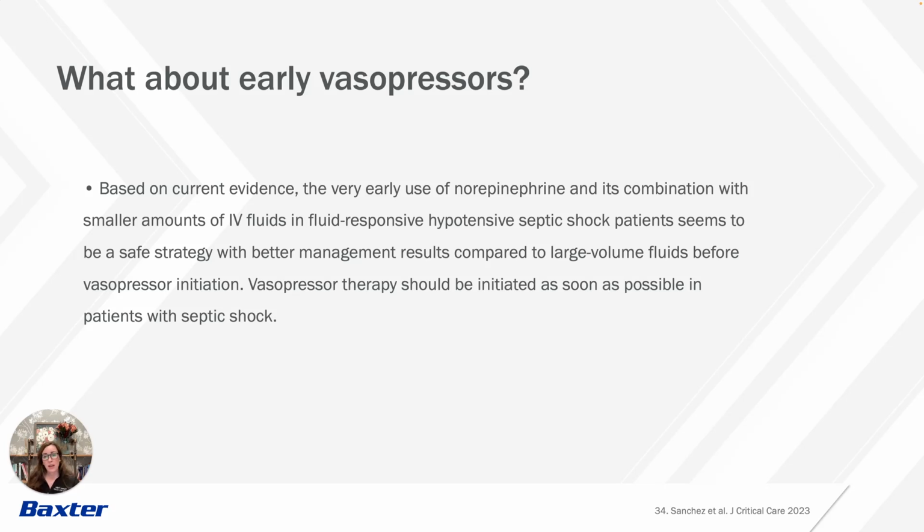And then based on current evidence, the very early use of norepinephrine and its combination with smaller amounts of IV fluids in fluid-responsive hypotensive septic shock patients seems to be a safe strategy with better management results compared to large volume fluids before vasopressor initiation. Vasopressor therapy should be initiated as soon as possible in patients with septic shock.